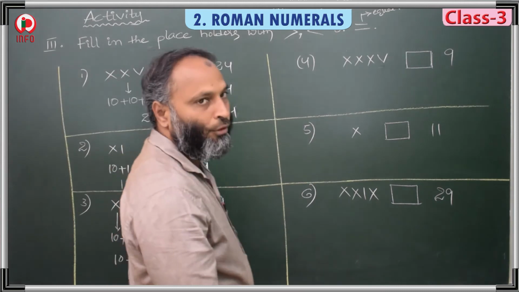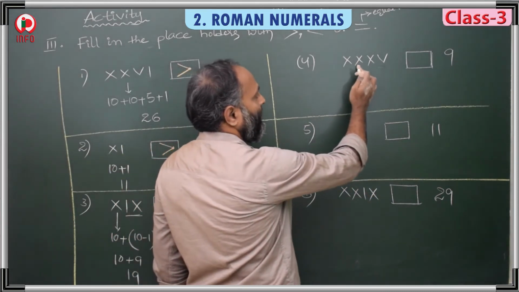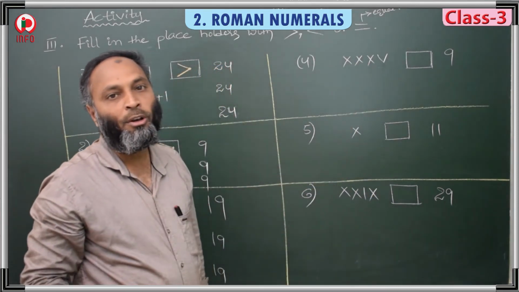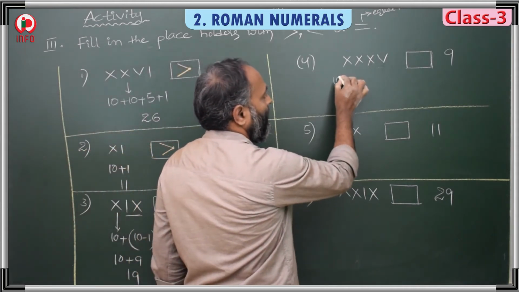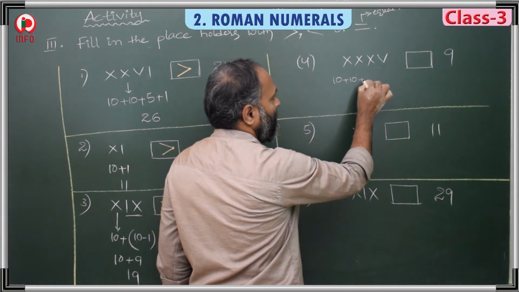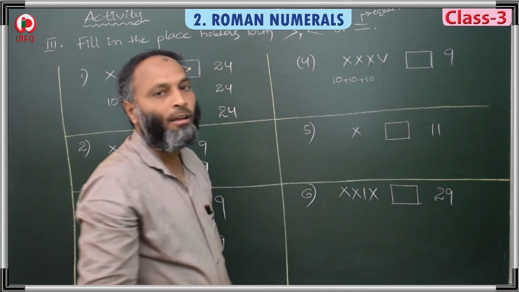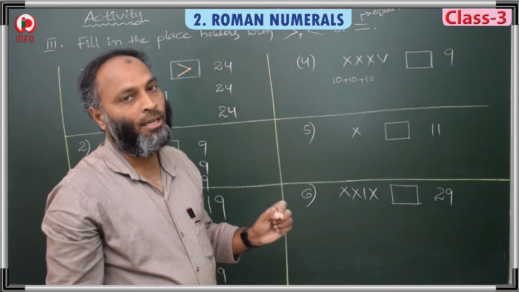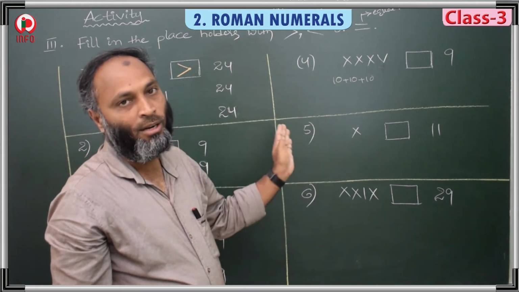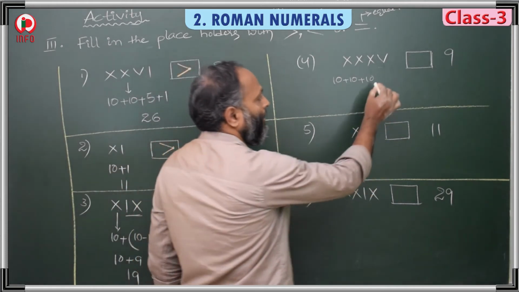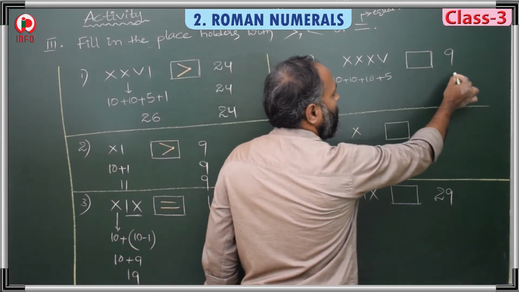Now in the fourth, X, X, X. Three Roman numerals repeating means we have to add: 10 plus 10 plus 10. Then after that V is there. V means smaller than 10. Smaller than 10 means the smaller number is on the right side. If the smaller number is on the right side, we have to add plus 5. And this 9, take as it is.